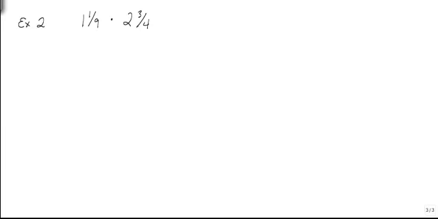For our next example, let's look at multiplying two mixed numbers. Definitely here it is much easier to change these to improper fractions first. So I'll rewrite 1 and a ninth as 9 times 1 plus 1, which will be 10 over 9, times 4 times 2, which is 8, plus 3, which would be 11, over 4. And now I simply do the same thing. Multiply the numerators, multiply the denominators.